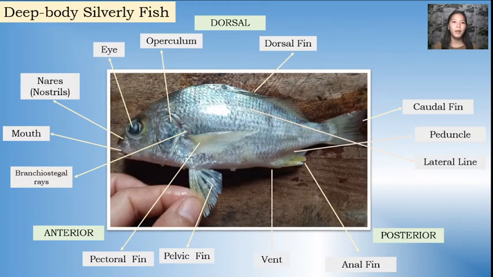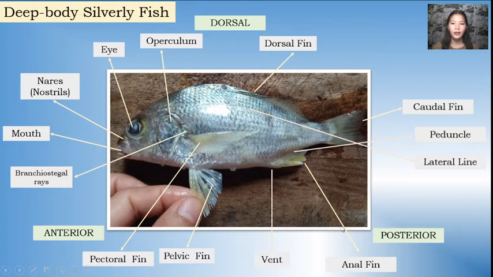Deep body silvery fish, the second fish that I'm going to discuss. So, ito ang kanyang dorsal part. So, yan. Nandito ang kanyang spiny dorsal fin. And this is the soft dorsal fin. So, caudal fin, itong kanyang buntot. And the lateral line, yan. Si peduncle, ito, or the caudal peduncle.